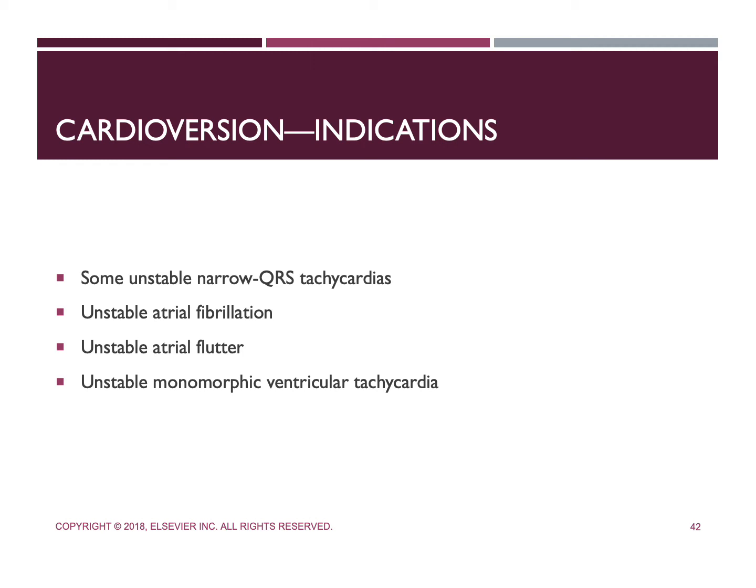Because the machine must be able to detect a QRS complex in order to sync, synchronized cardioversion is used to treat rhythms that have a clearly identifiable QRS complex and a rapid ventricular rate in patients who show signs of hemodynamic compromise. Examples of rhythms that may be treated with cardioversion include narrow QRS tachycardias, AFib, atrial flutter, and monomorphic ventricular tachycardia.